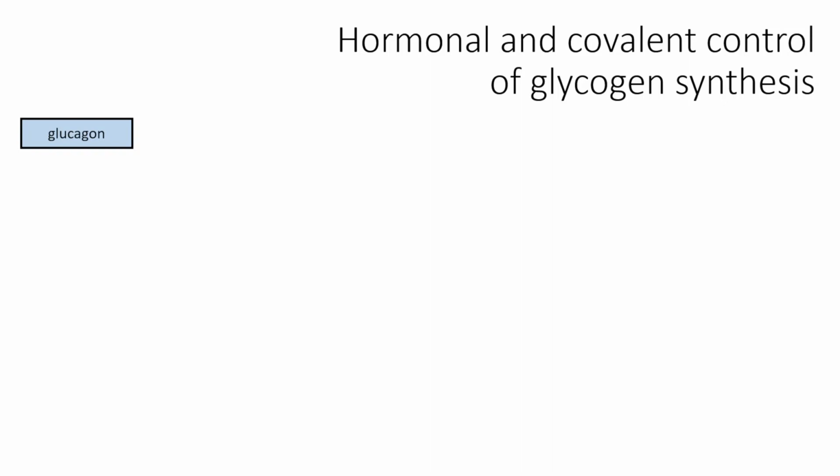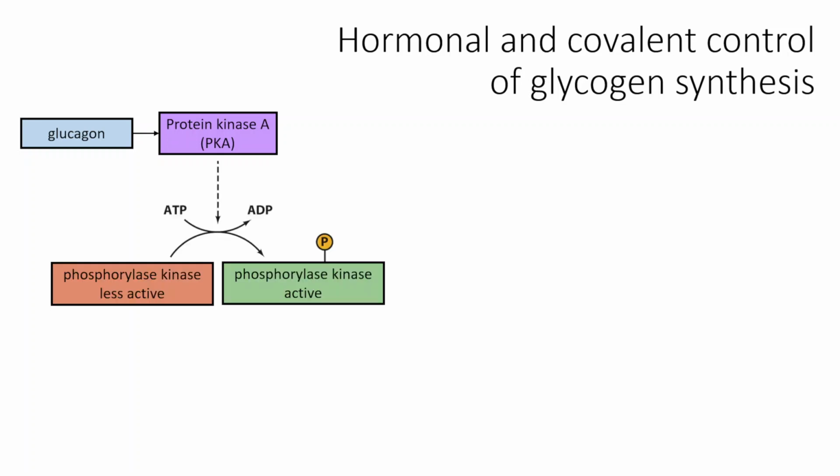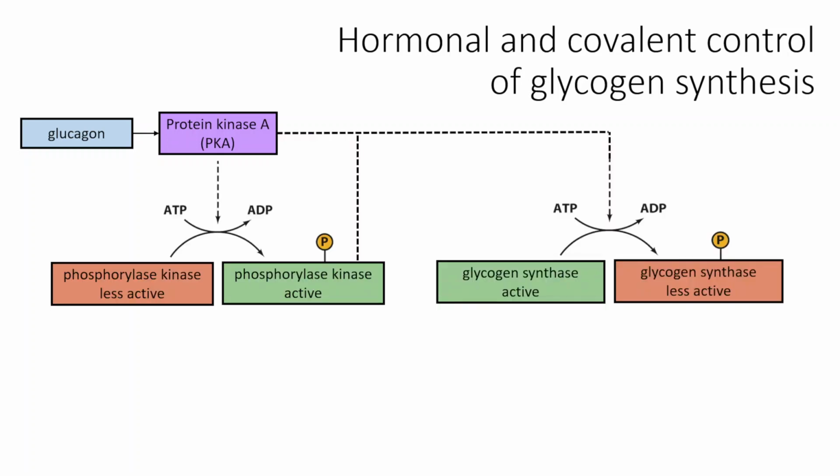So once again, we'll start with glucagon, indicative of low energy levels. It's going to once again activate protein kinase A, which is going to phosphorylate phosphorylase kinase, which is going to phosphorylate glycogen synthase. Unlike glycogen phosphorylase, when glycogen synthase is phosphorylated, it's less active. And so this is going to mean there's no glycogen synthesis, which makes sense. When there are low energy levels or low glucose levels, there's no substrate, so there's no need to make glycogen.